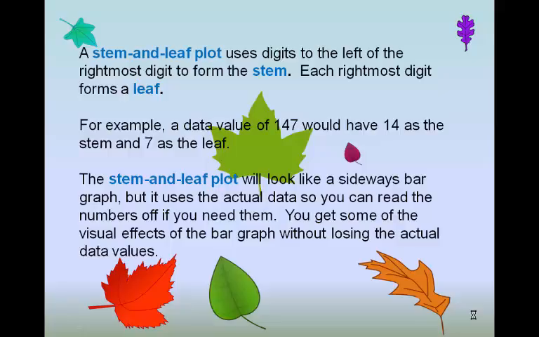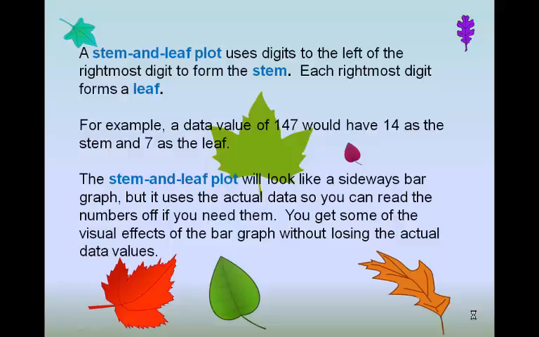A stem and leaf plot uses digits to the left of the rightmost digit to form what we call the stem. Each rightmost digit forms the part we're going to call the leaf. For example, a data value of 147 would have 14 as the stem and 7 as the leaf.